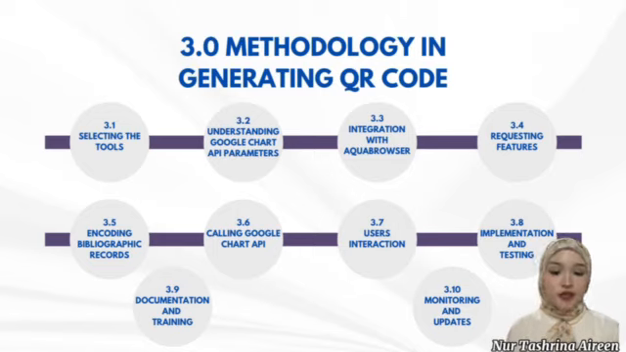Number 9 is documentation and training. Provide documentation and training materials for library staff and users on how to generate and use QR codes within the Aqua browser. This includes instruction on scanning QR codes and utilizing the information retrieved.